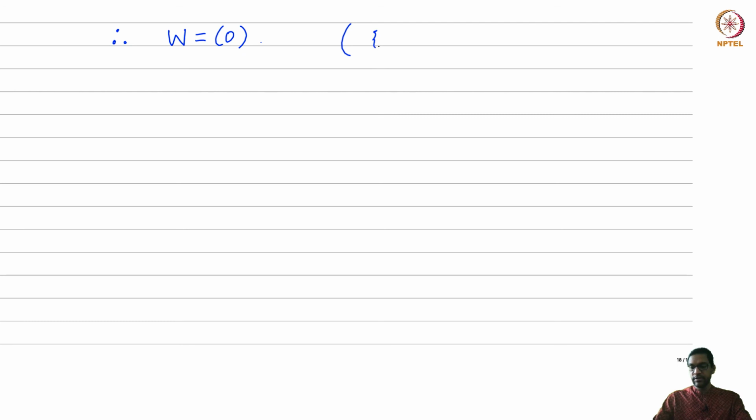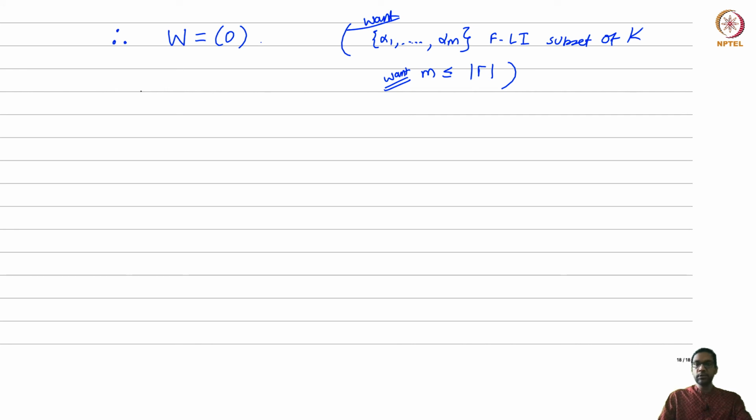Let's just remember what did we want to prove. Recall, alpha 1 through alpha m was our original linearly independent subset. This was the F linearly independent subset of K. We wanted to show that this number m is at most the cardinality of gamma. This is what we wanted to prove. Now along the way we have constructed a certain subspace W and shown that subspace W is 0. Okay. So how does this subspace being 0 tell us that m can be at most the cardinality of gamma? That's the last step that we need to complete.